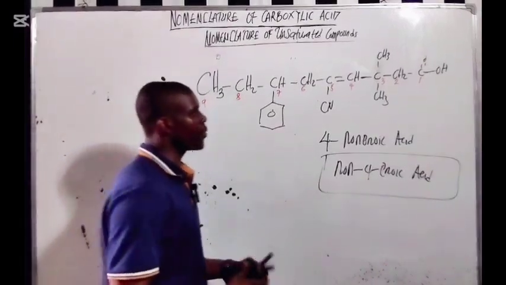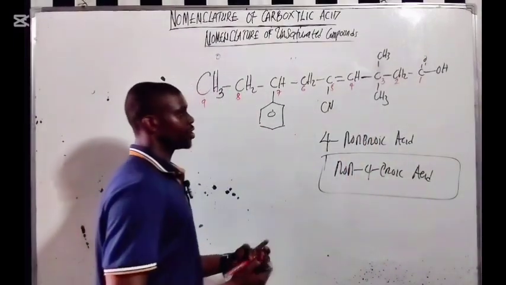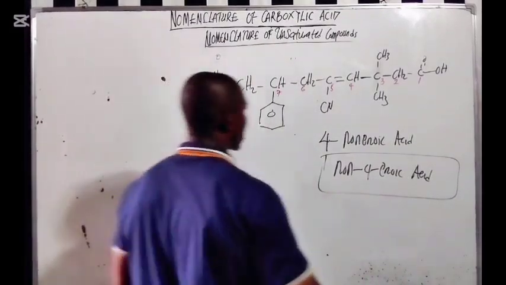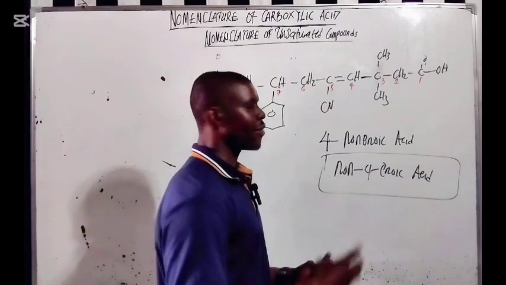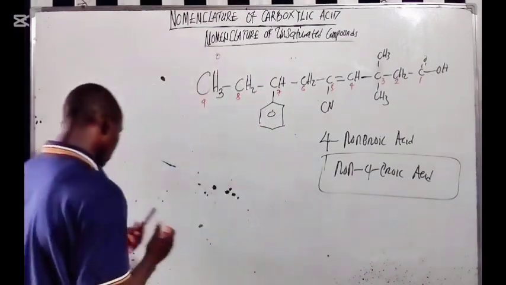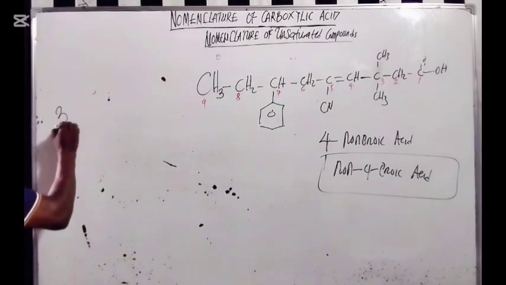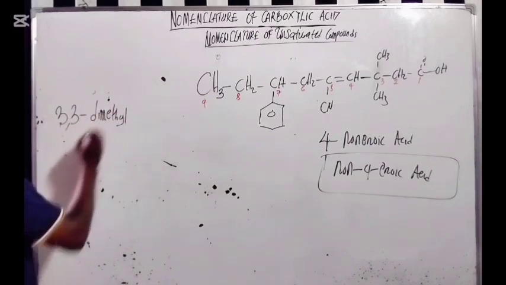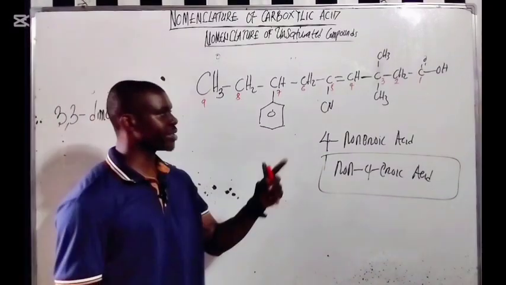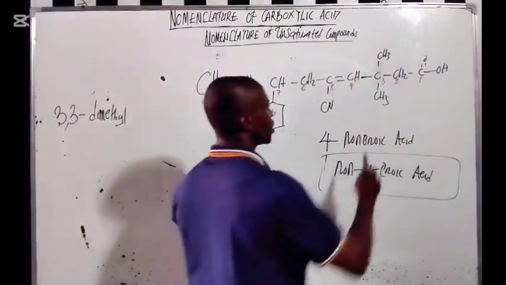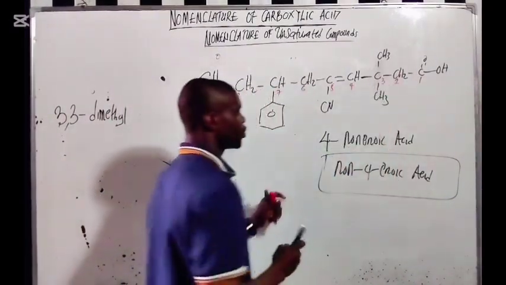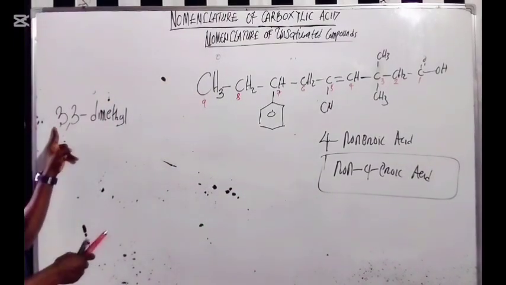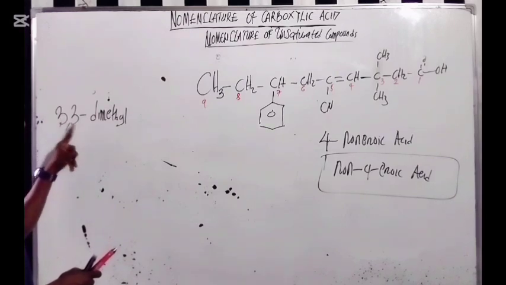Here at carbon number 3, we have a methyl group. Remember, we have 2 methyl groups at carbon number 3. So when you combine them together, the name is going to be 3,3-dimethyl. Why? Because the 2 of them are on the same carbon atom, so you must put the number twice. That shows that 2 methyl groups are on carbon number 3, so we have 3,3-dimethyl.